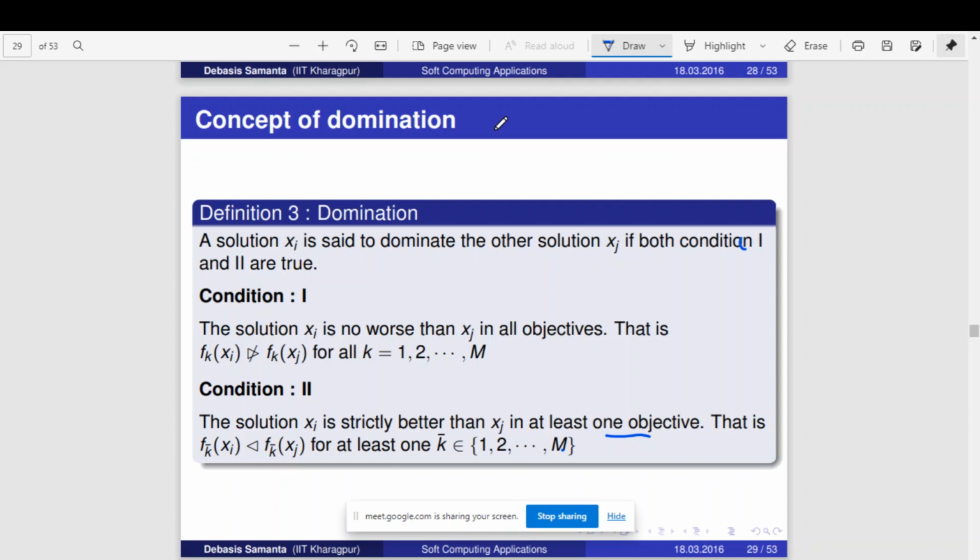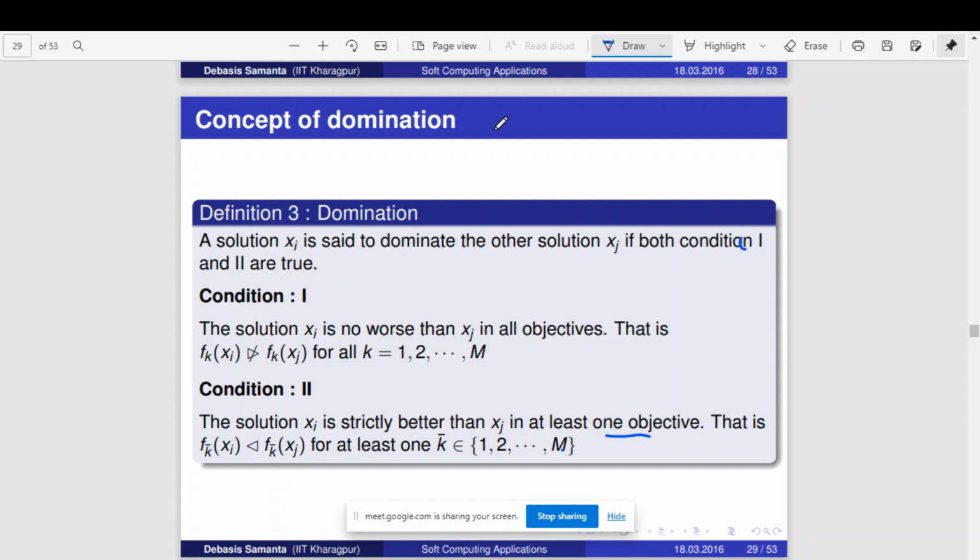When we say better than, yeah, whether it is greater than or less than. No, no, that's what I'm asking. So it is neither greater than nor less than. That depends on the problem.